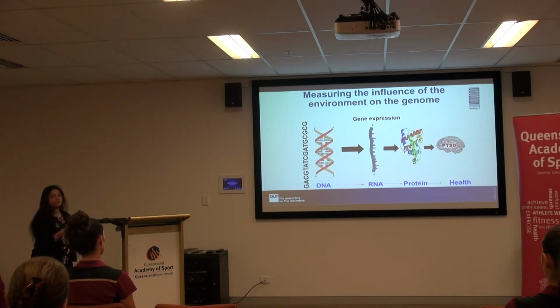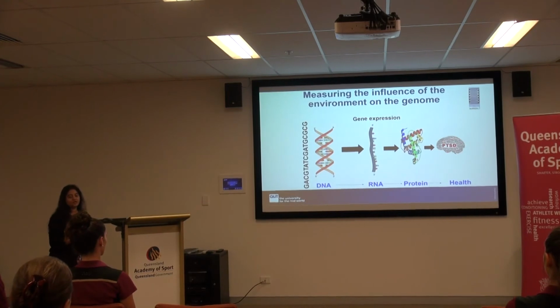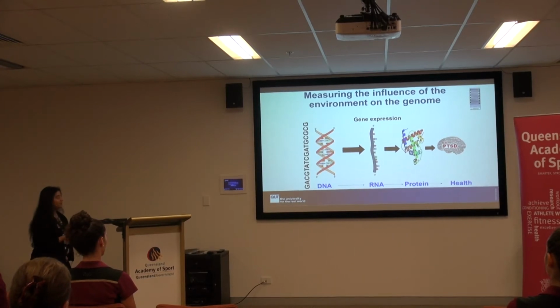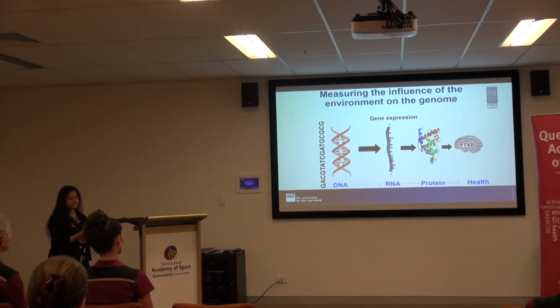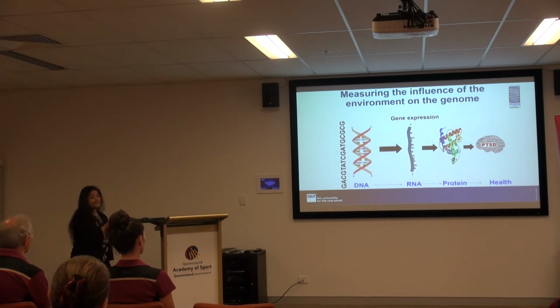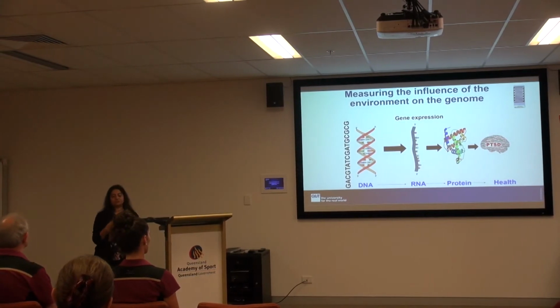Here, you would probably remember this from school. This is what we call the central dogma of biology. It's the flow of genetic information. So you have the DNA, RNA, protein, and then health. At the level of the RNA, this is the gene expression. So we can measure the expression of genes, which is basically the activity of genes, how the gene functions. And the DNA here is made up of the 4 bases, A, G, C, T. The DNA code is what we're born with, so that generally does not change.